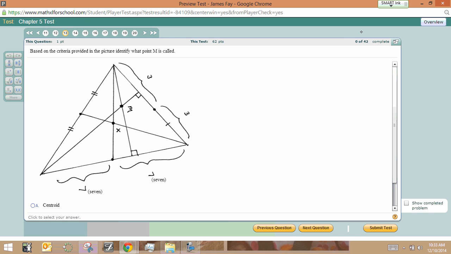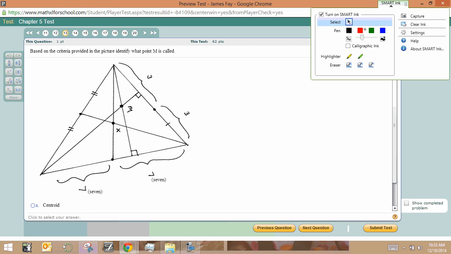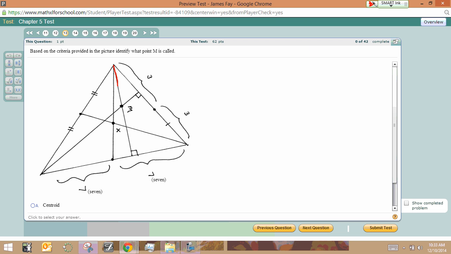Number 13, what is M? Okay, again, highlight M. So I guess the lines that are concurrent to make M. And all we learn about those lines is that we are perpendicular to the other side. We go from a vertex perpendicular to the other side. So each of those red lines is an altitude. By definition, any line that goes from a vertex perpendicular to the side, or the line containing the opposite side, is an altitude. Altitudes intersect at the orthocenter.